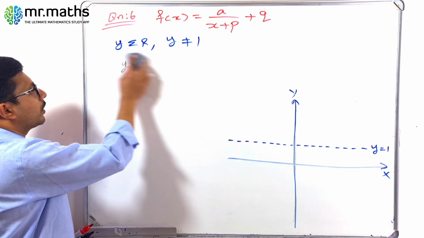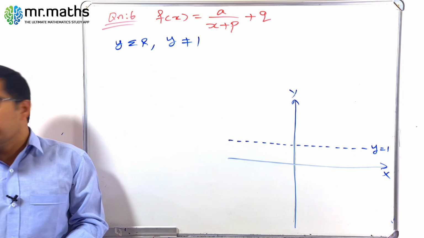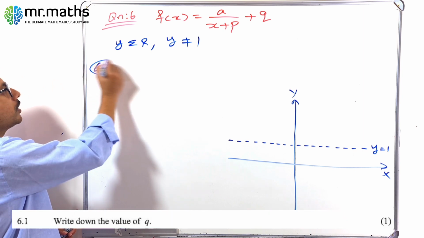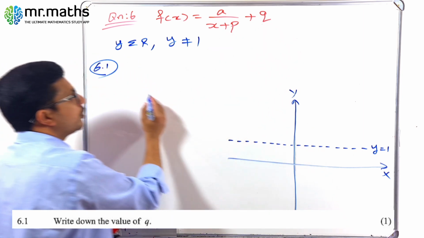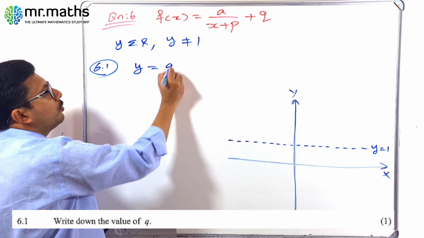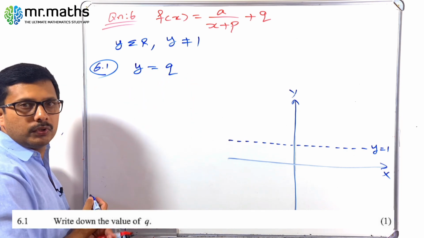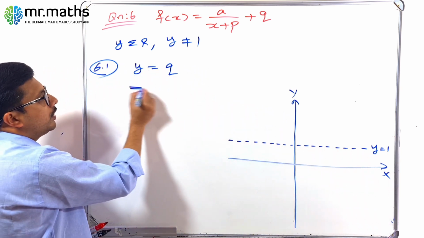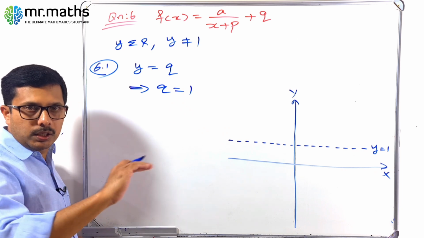What is the first question? Look at the first question. Write down the value of q, 6.1. So now what is the value of q? Y is equal to q is the asymptote. Here it is given that y is equal to 1 is the asymptote. So it implies that q is equal to 1. That is a horizontal asymptote.